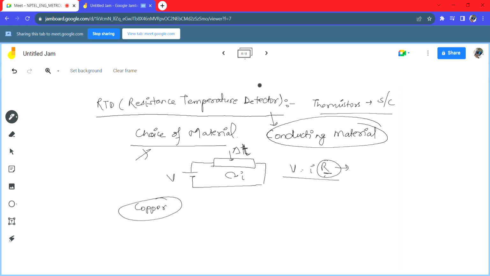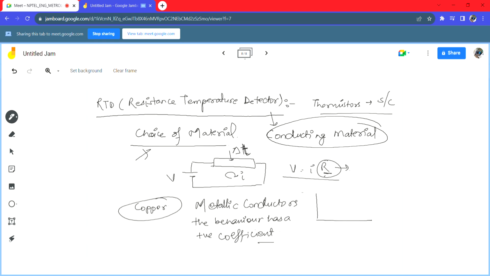And with pure metals or metallic conductors, the behavior has a positive coefficient.